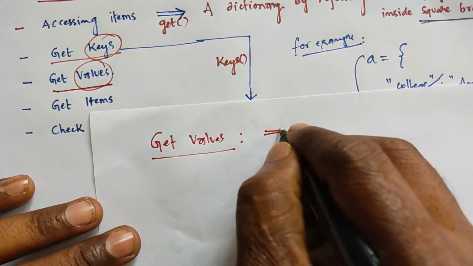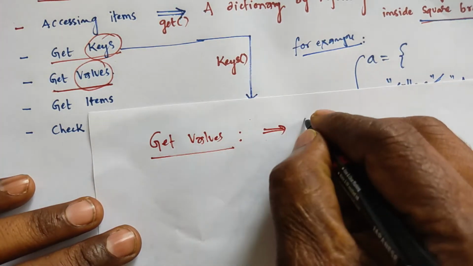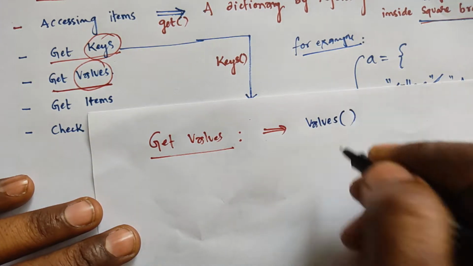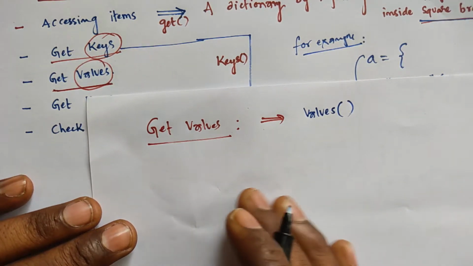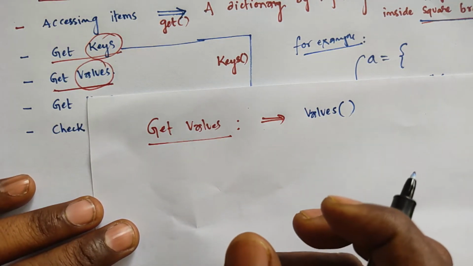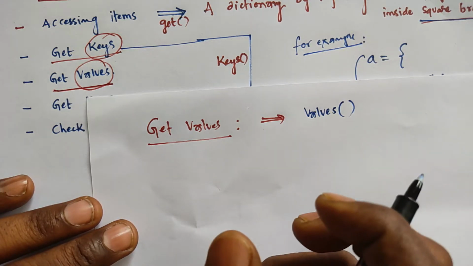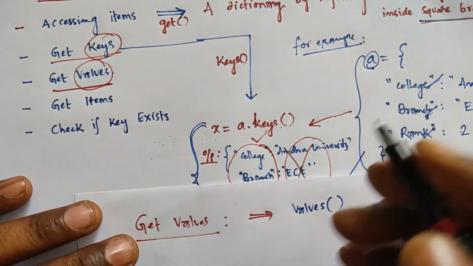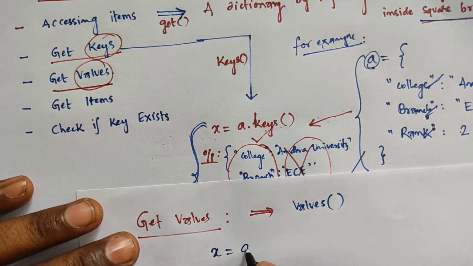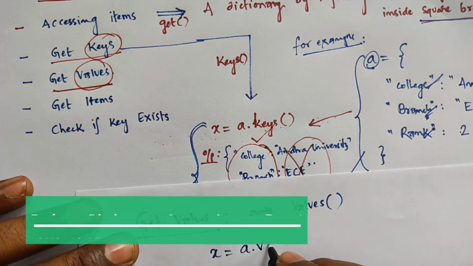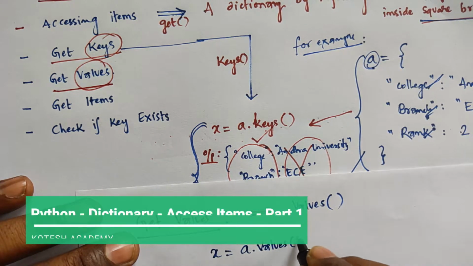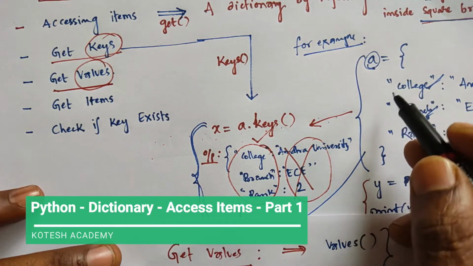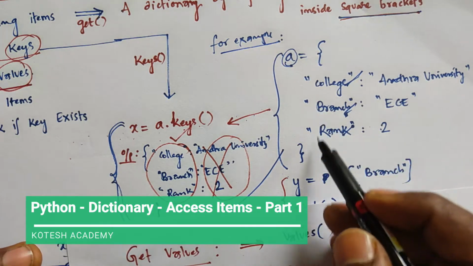The instruction name is simply values, all in small letters. This method will return a list of all the values in the dictionary. For example, so far we have the variable a. Now I am writing x is equal to a dot values of this bracket. After execution of these two lines, we have the a value up to this.